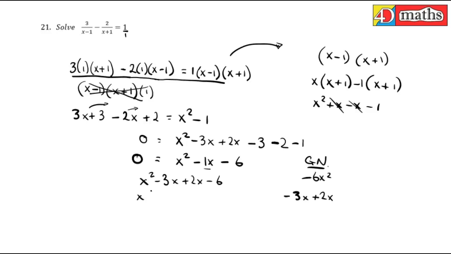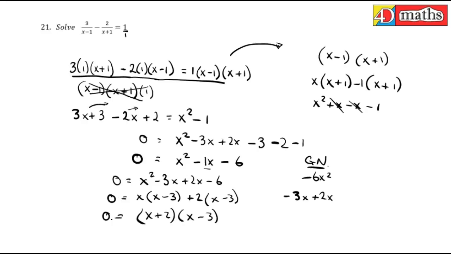and factorize it by grouping. So that you're left with x plus 2, x minus 3. Not forgetting this is equal to 0. So these are called factors. So we're going to find the roots.